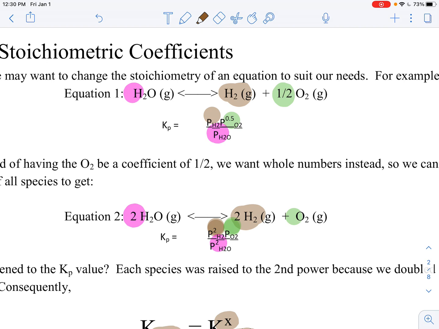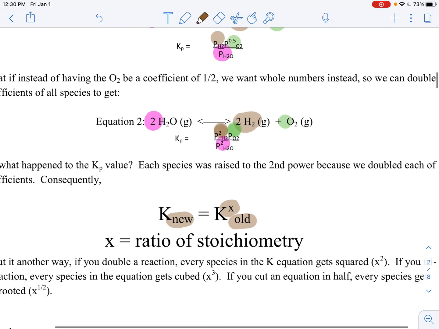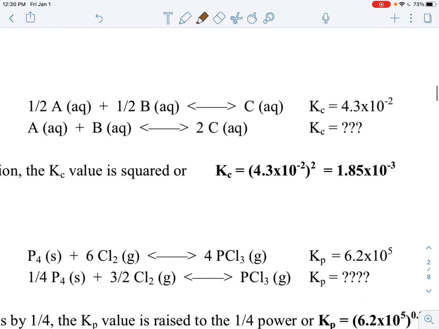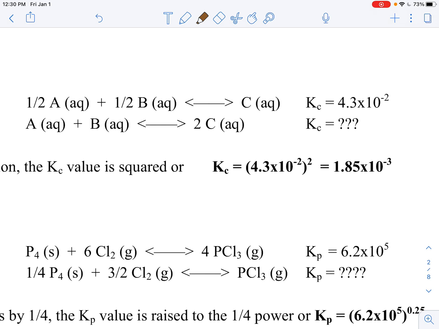So in equilibrium, when you double an equation, you have to square it. In electrochemistry, when you double an equation, you do nothing. In thermodynamics, when you double an equation, you have to multiply it by 2. So all of these are slightly different rules based upon the mathematical constructs that we have created for these. So let's look at a couple of examples.